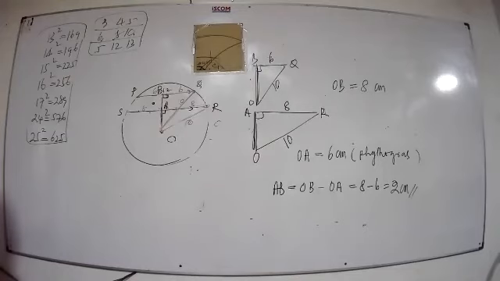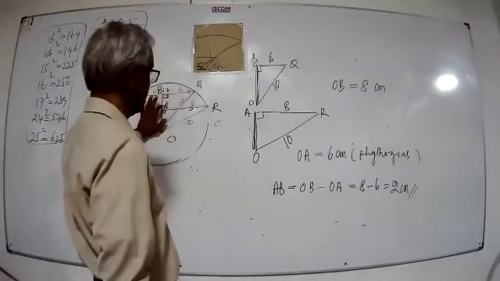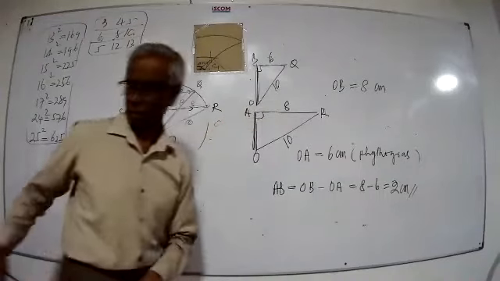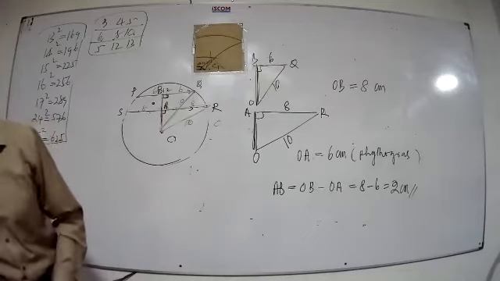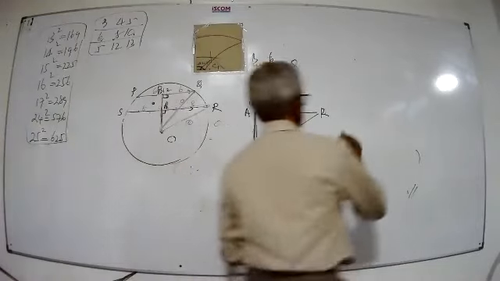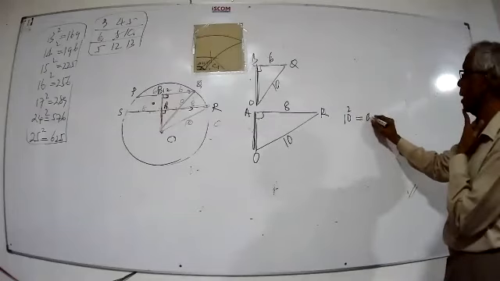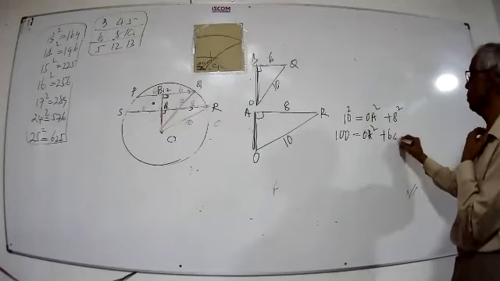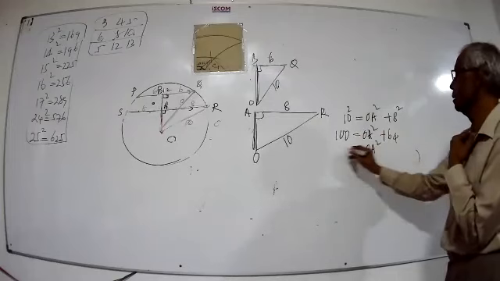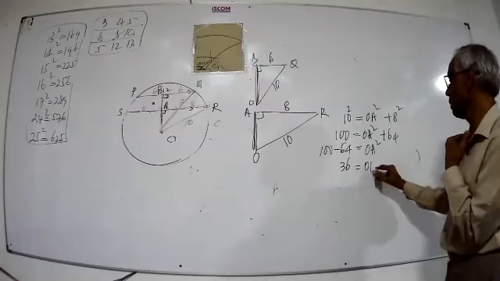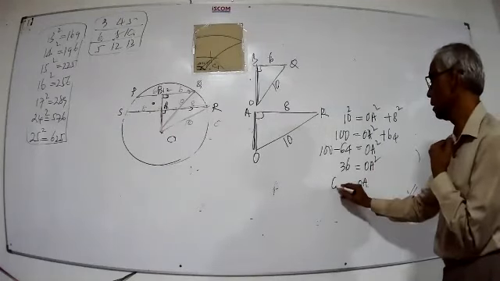If you think it is fine, apply Pythagoras. From this triangle, 10 squared equals OA squared plus 8 squared. So 100 equals OA squared plus 64. Bring this 64 to the other side: 36 equals OA squared. Then OA equals 6.